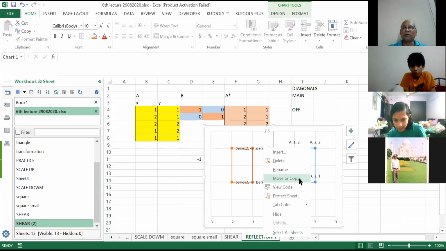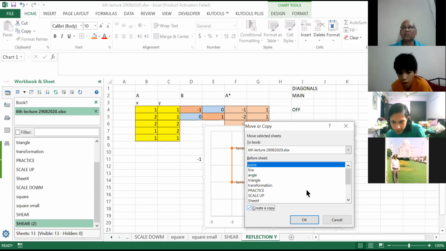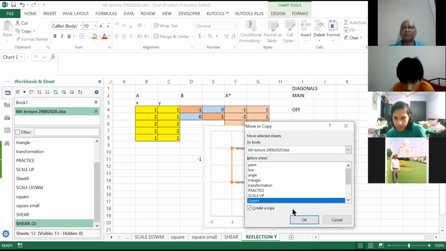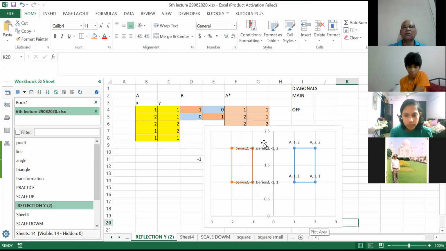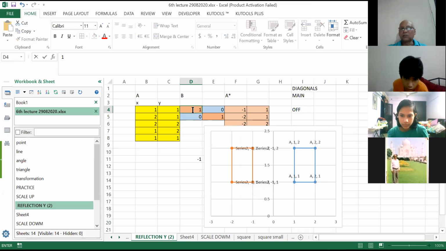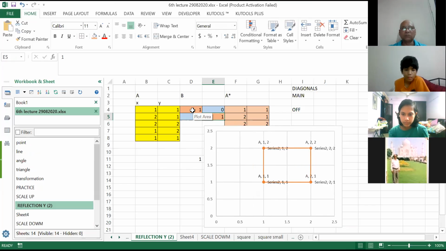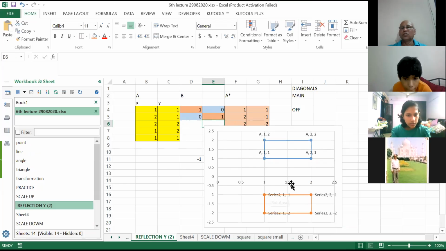Now if your mirror is at the x-axis, reflection about x, how can we do that? Create a copy, and here you put 1 and it will be -1. So your mirror is at the x-axis. Mandar, can you follow this? Yes, sir.